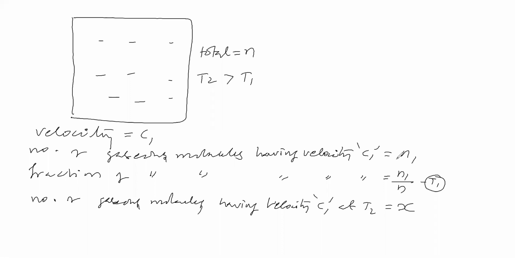Now you compare x and n1. You are increasing the temperature, so the kinetic energy of gaseous molecules increases. Therefore, velocity increases. Now when the temperature is T1, velocity c1 is possessed by n1 molecules. When the temperature is T2, velocity c1 is possessed by this many molecules. Which will be less, do you feel? X will be less or n1 will be less? Or will you feel same?